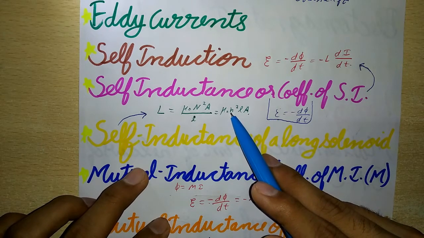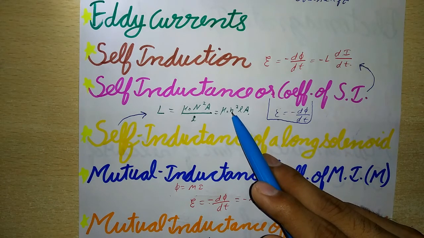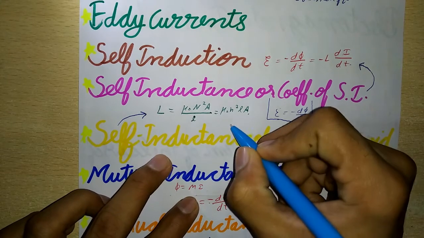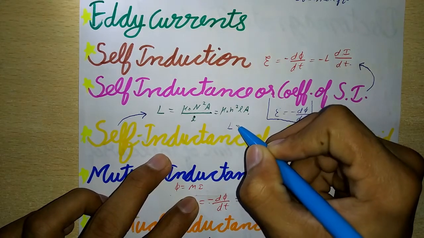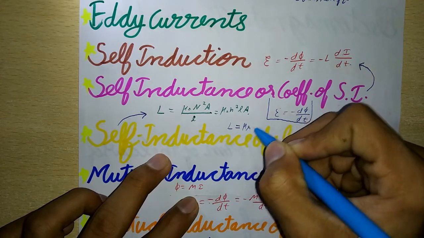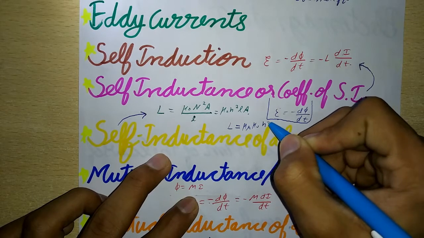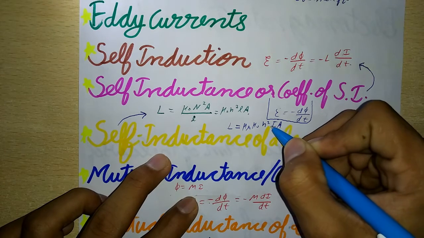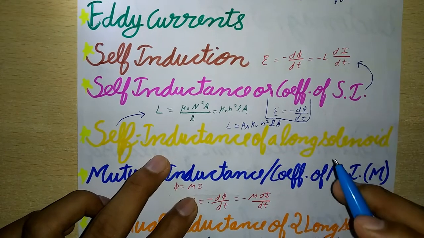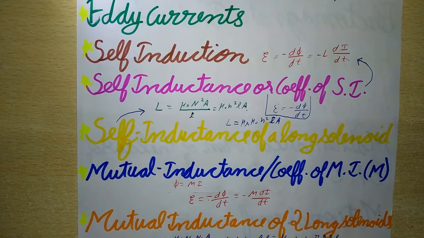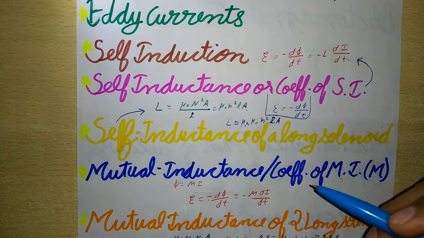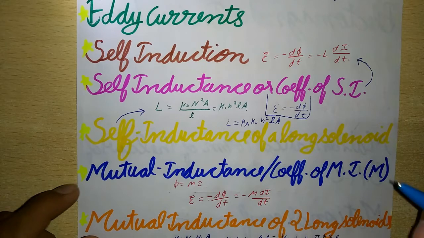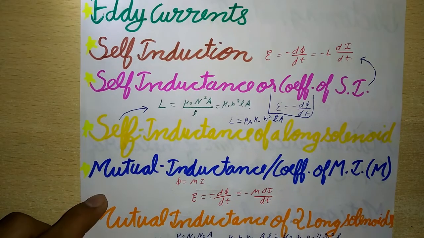When the solenoid is wound over a soft iron core of relative permeability mu r, then L = mu r mu naught n squared l A. The value of self-inductance depends on the number of turns of the solenoid, its area of cross section, and the relative permeability of its core material.